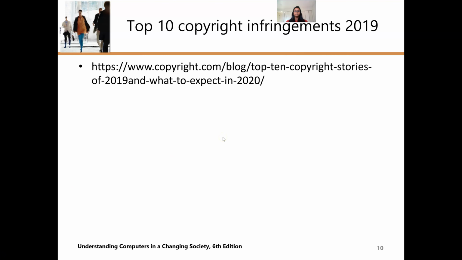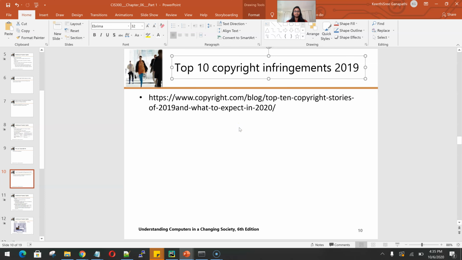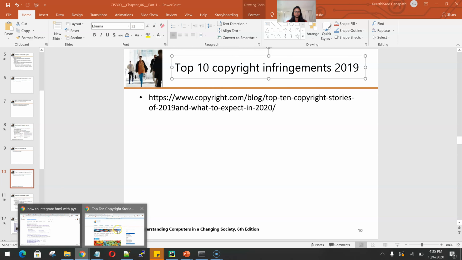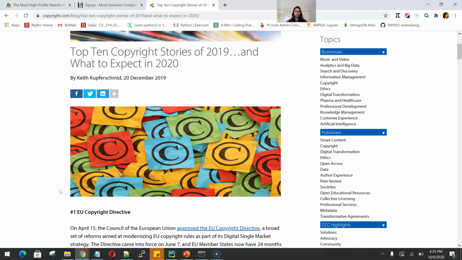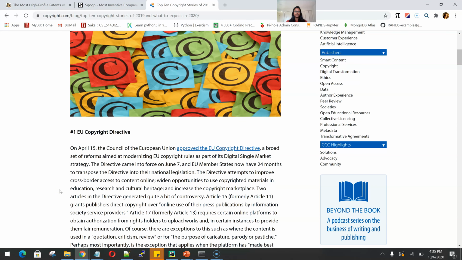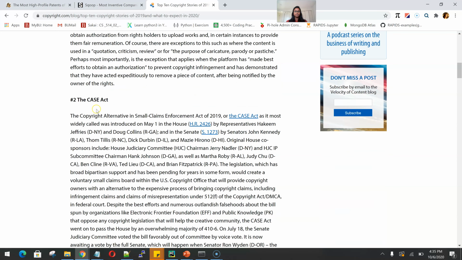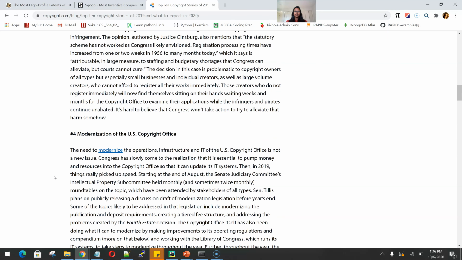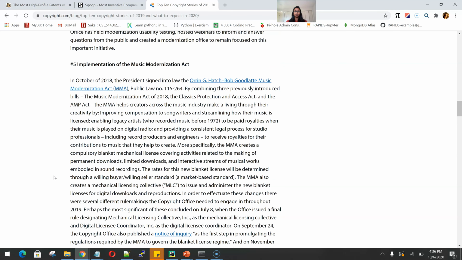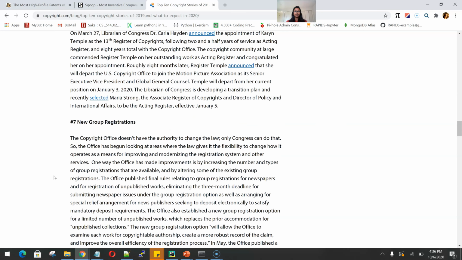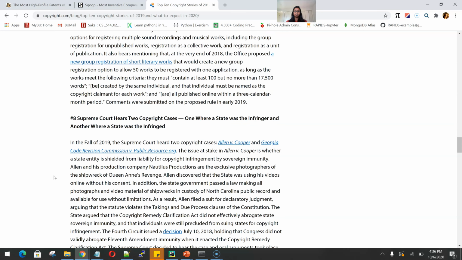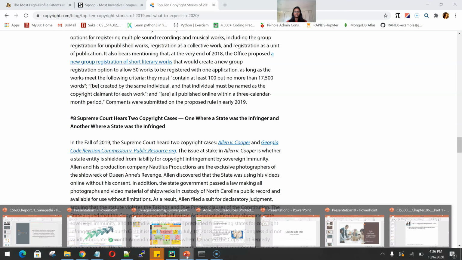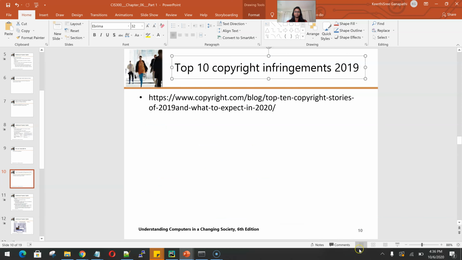Let us look at the top 10 copyright infringements of 2019, and what to expect in 2020. So there is this CASE Act, that is the Copyright Alternative in Small Claims Enforcement. Fourth Estate, modernization of the US Copyright Office, all these. Probably if you just find time and if you're interested, go through these and you can understand the different ways a person or company can commit infringements.